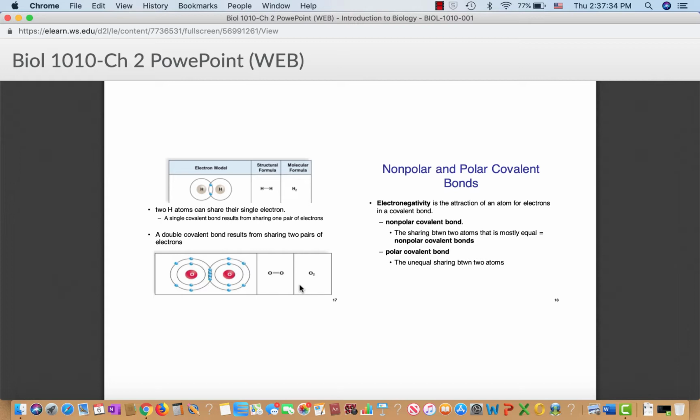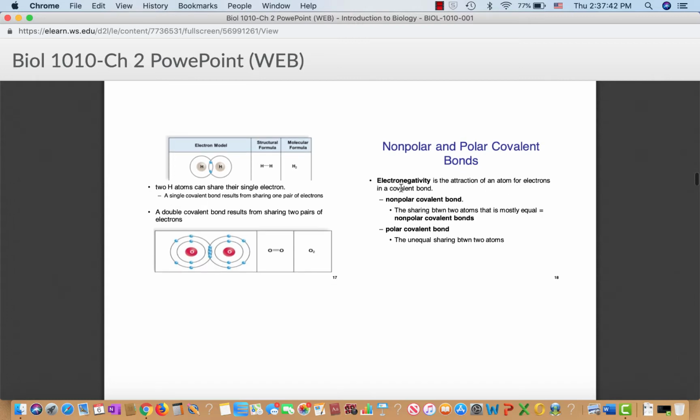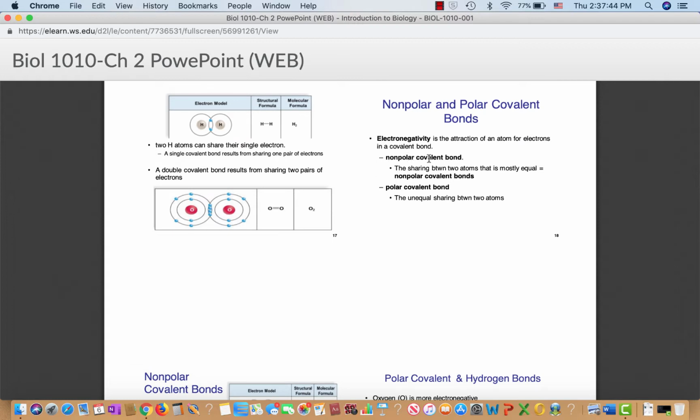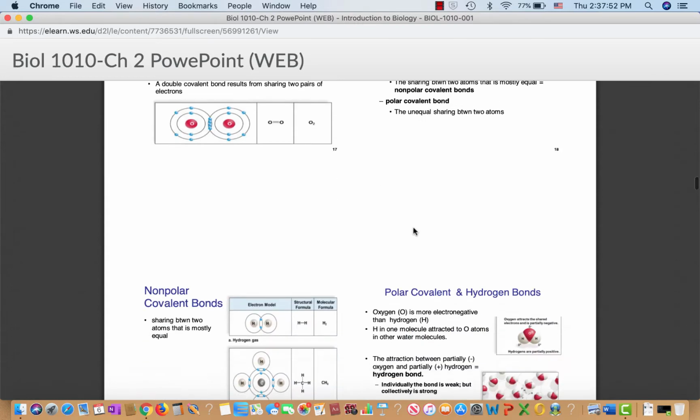Now the thing about it is, electronegativity still comes into play here. So the attraction, which is the attraction of an atom for electrons in a covalent bond. So if it's a nonpolar covalent bond, there's an equal sharing, or mostly equal sharing between the two, like so. If it's polar, then there is an unequal sharing.